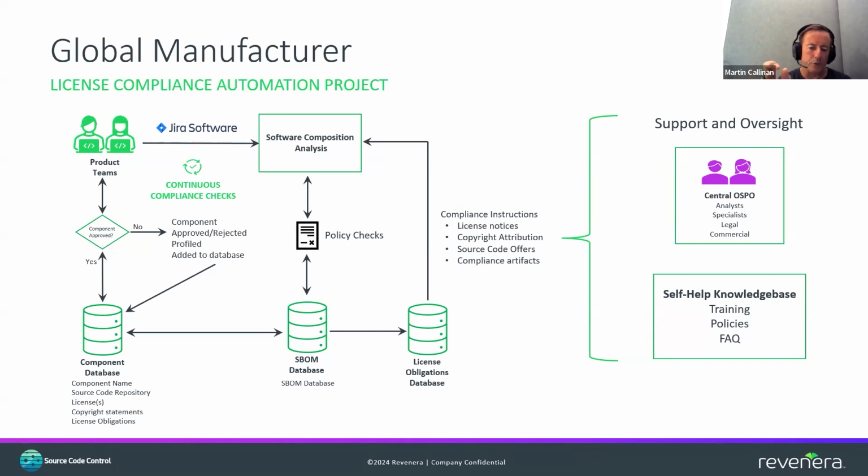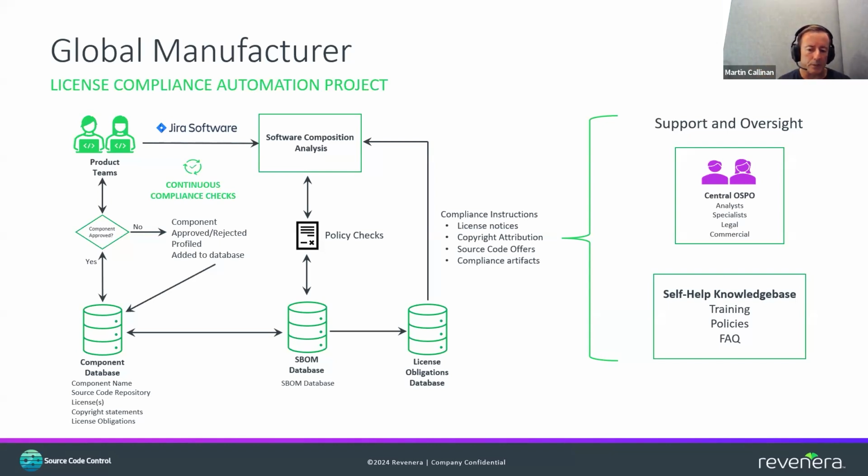Now, every individual component that appears in an SBOM is then cross-referenced against the component database. That is for accuracy of copyright information, license information. If there was a component in the SBOM which wasn't in the component database, then researchers would research those components and either approve or reject them, and they would be added to the database for future checks.